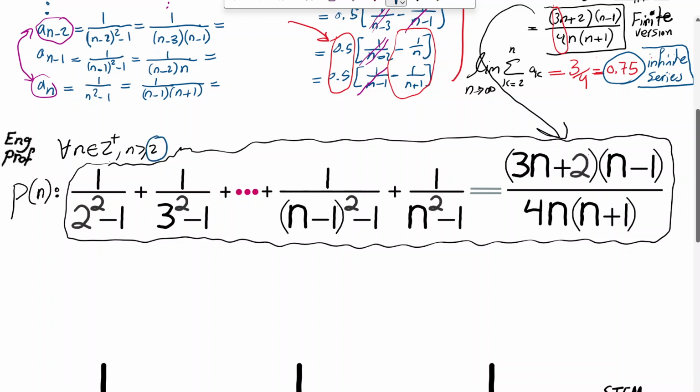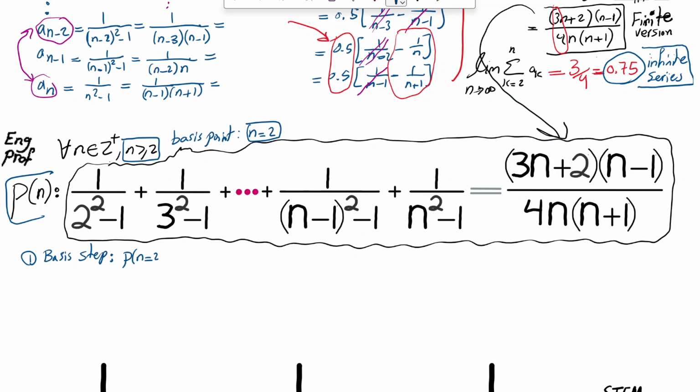Similar to any mathematical induction approach, we have to start with the basis step. In this case, the problem says start with n greater than or equal to 2, so our basis point for mathematical induction is n equal to 2. That's the starting point, the minimum value of n we can apply. The basis step says examine P, the logical statement, using n equal to 2. So we check P of n equal to 2 and see if that is correct or not.